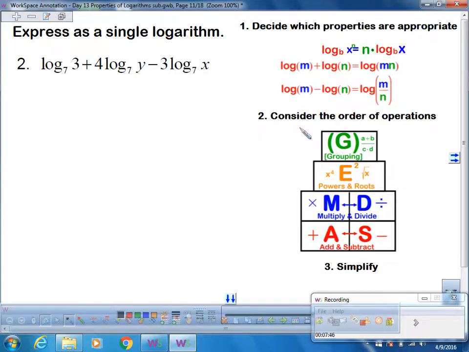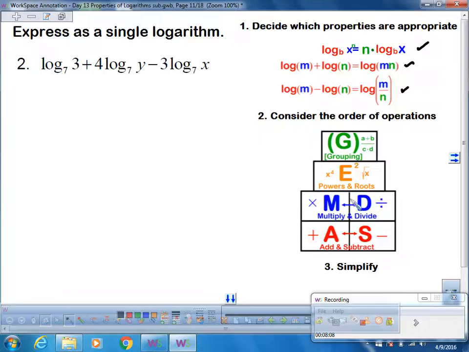So let's look at our order of operations. Well, before deciding what properties are appropriate, I know I'm going to need the power property because of this 4 and this 3. So that's going to require the power property. I know I'm going to need the quotient property because of the subtraction sign, and I see an addition sign. So we're going to need all 3 of these properties. We just have to decide which one we're going to do first.